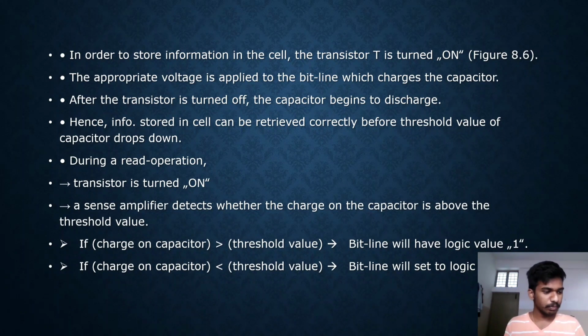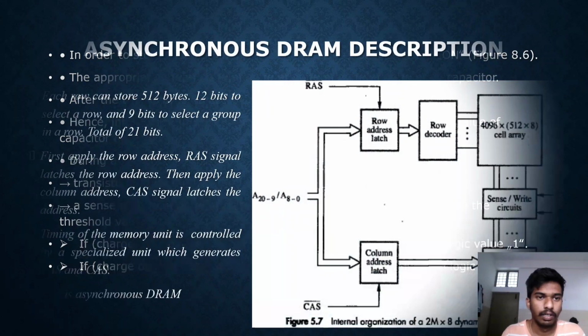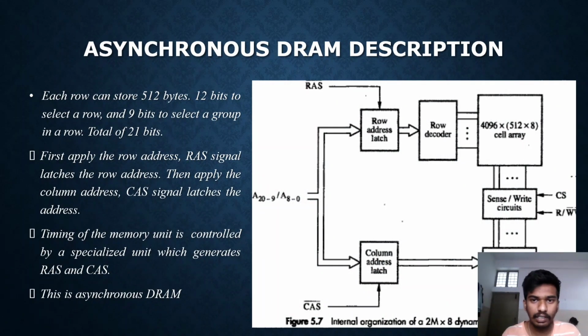Now, as my friend explained about the asynchronous memory, I am going to explain the asynchronous DRAM description. Each row can store 512 bits, with 12 bits to select a row and 9 bits to select a group in a row. The total is 21 bits. First apply the row address with the RAS signal, which latches the row address, and then apply the column address with the CAS signal, which latches the column address.